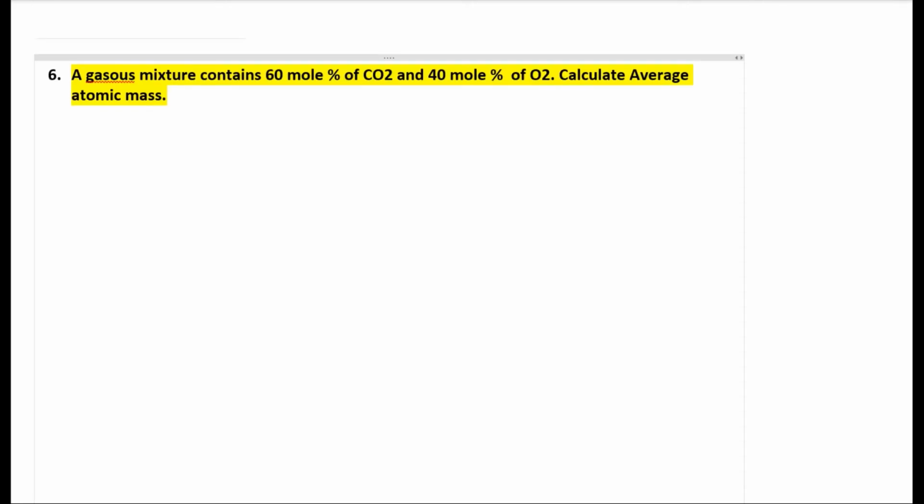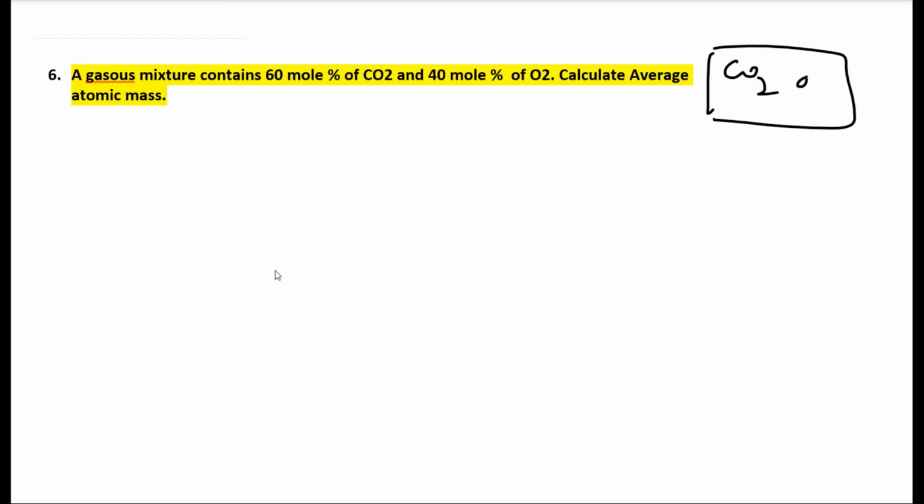What is that problem? A gaseous mixture containing 60 mole percentage of CO2. I already told you, to calculate average atomic mass, what necessary information is required? Either percentage abundance or mole percentage. Just here there is one vessel. So in this vessel there are two gases, CO2 and O2. In this CO2 and O2, the number of moles is N1 and the number of moles is N2. Please closely observe.